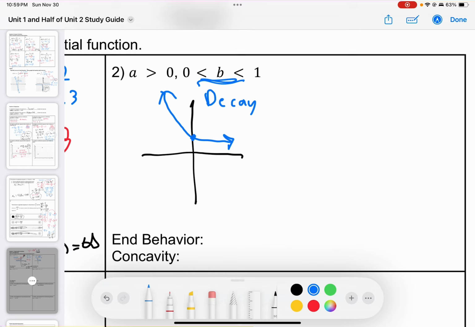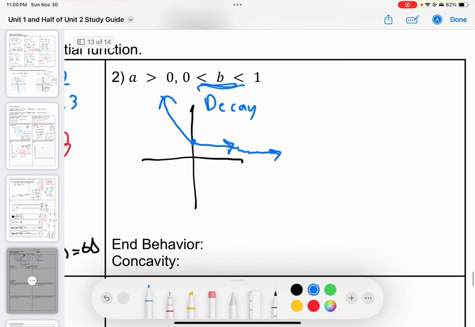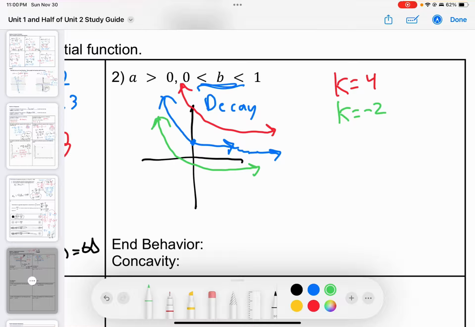Exponential decay. And so this is going to slowly go towards 0, just like last time, unless we had a k here that shifted the whole function up. So let's say k was 4. It would shift this whole function up 4. But if k was, I don't know, -2, it would shift the whole function down 2. And again, we're going to approach a horizontal asymptote at k. Blue, the k is 0. We don't have to write it. But red, it's 4. Green, it's -2.